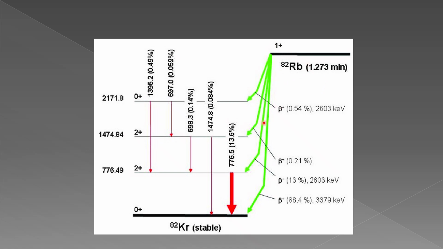It has a little bit more complicated of a decay, but it decays by positron to krypton-82, which is stable. And you can see here, it just has multiple energies that it emits, but they're all positron decay. So this is a purely positron radionuclide.